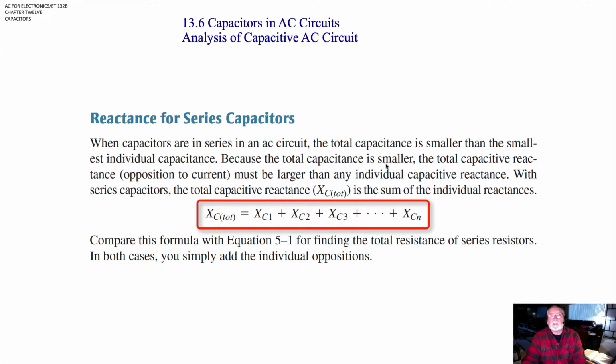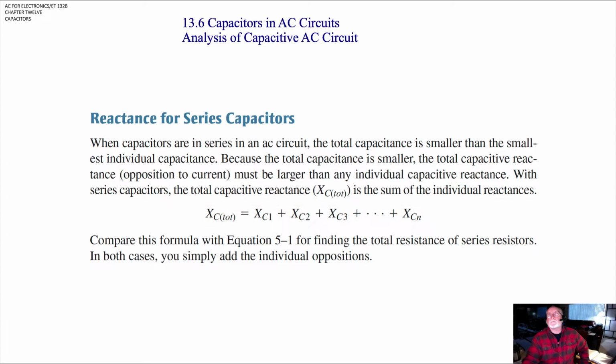Because the total capacitance is smaller, the total capacitive reactance, or opposition to current, must be larger than any individual capacitive reactance. With series capacitors, the total capacitive reactance, X sub C total, is the sum of the individual reactances. You can see we just summed all of our ohmic values here. Compare this formula to what you learned in ET131 for finding the total resistance of series resistors. In both cases, you simply added the individual oppositions.